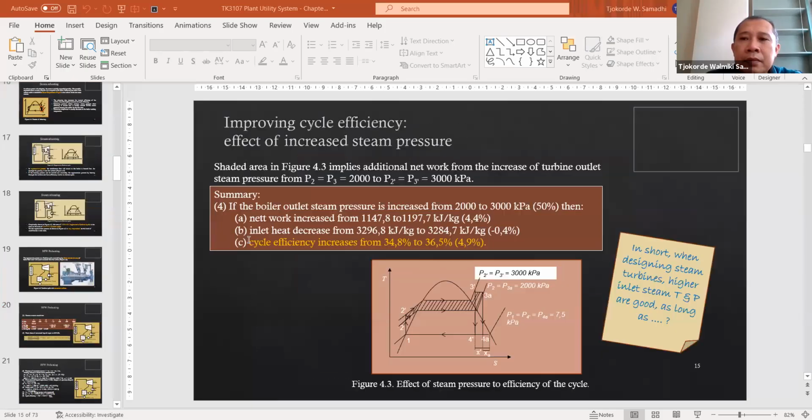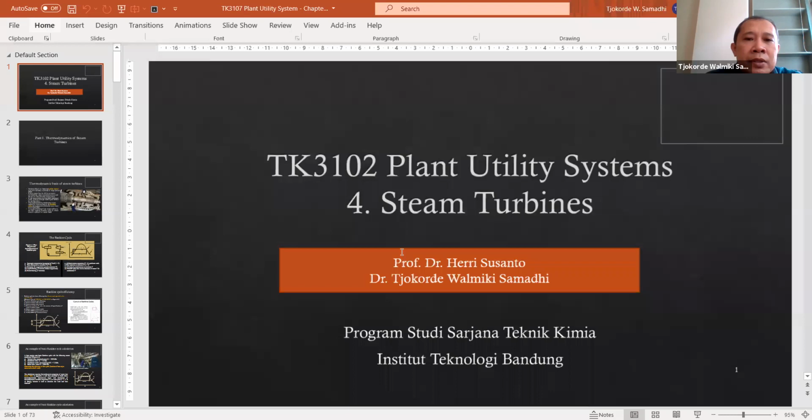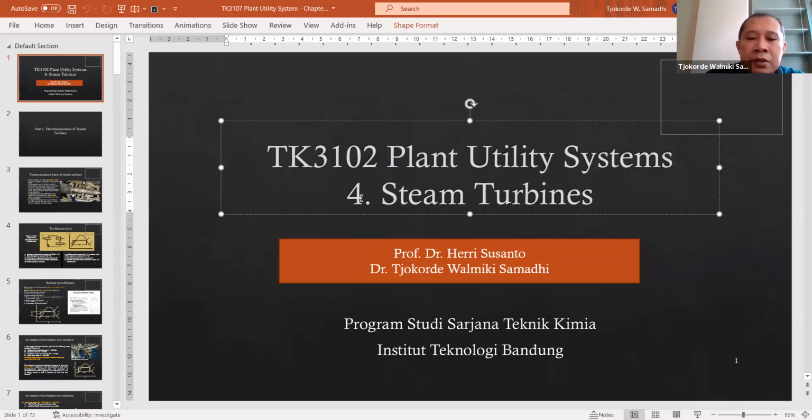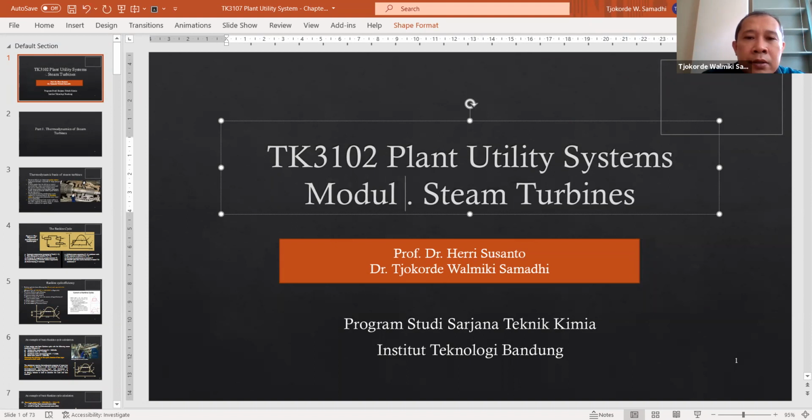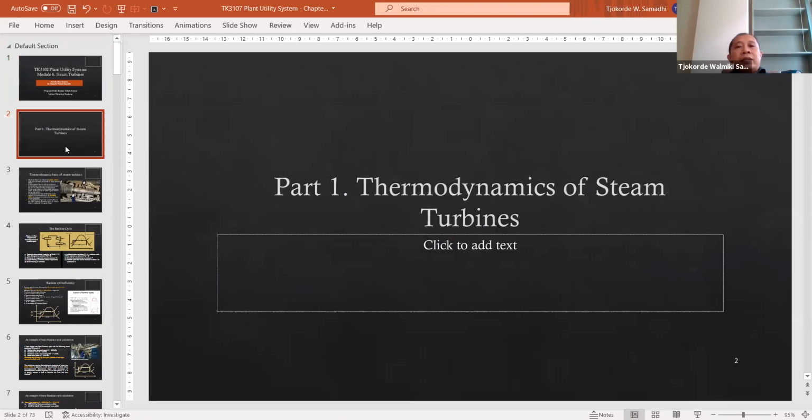Okay. So anyway, as usual, I will give you a quick overview first before you watch the video. So here it is. The material for this week is steam turbines. Let me scroll back upwards to the beginning of the chapter. This is still the old numbering, so this should be module 6, right? Steam turbines. All right, now the first part talks about the thermodynamics of steam turbines.